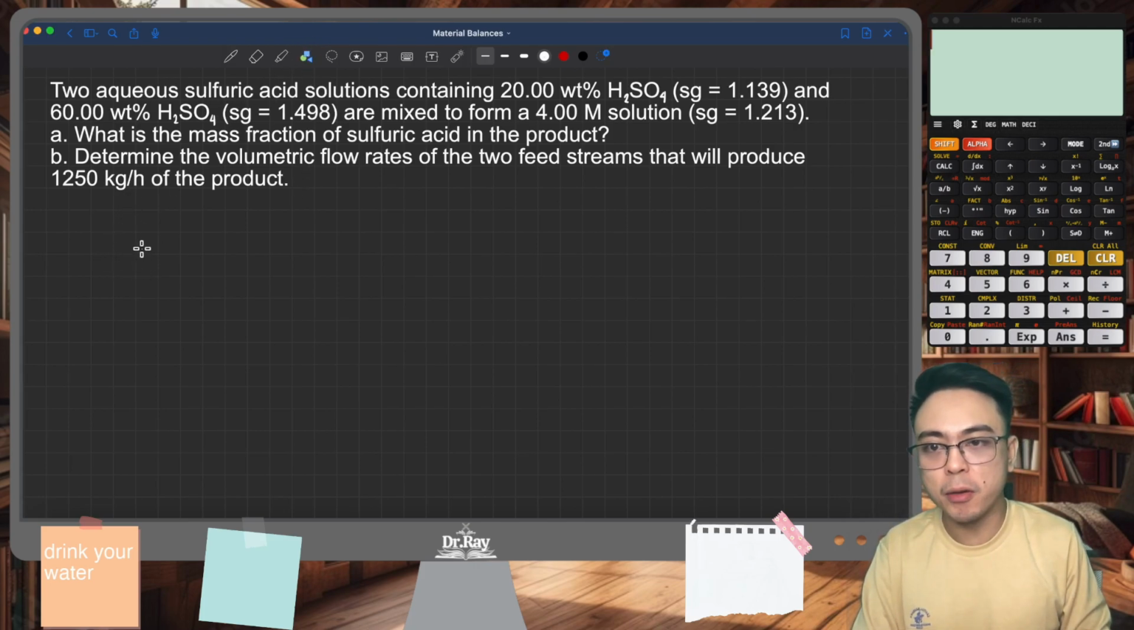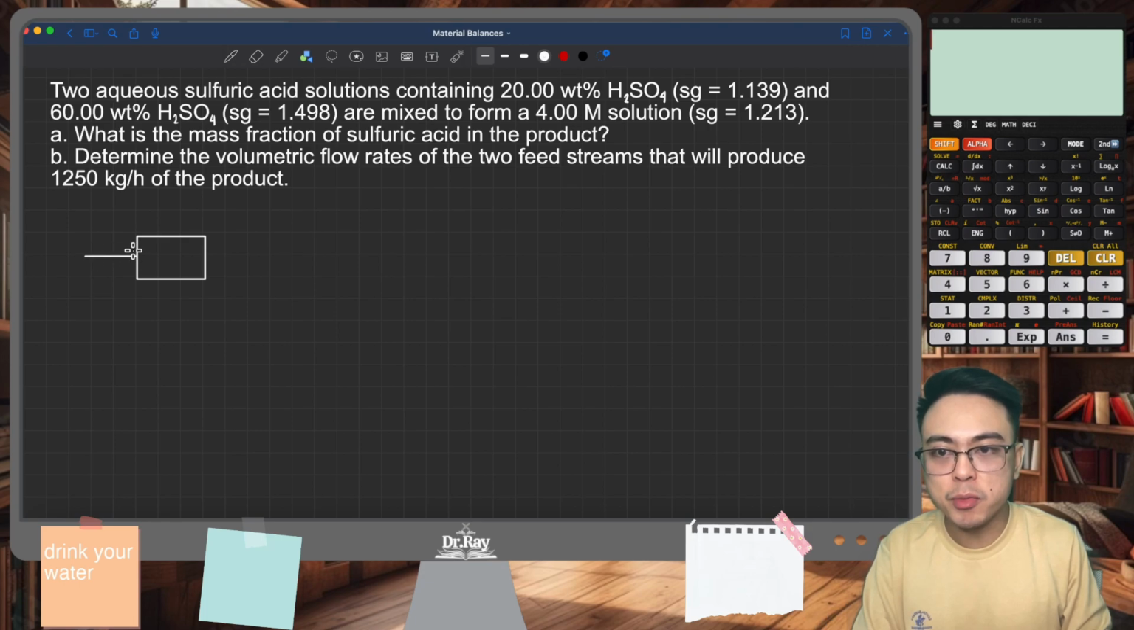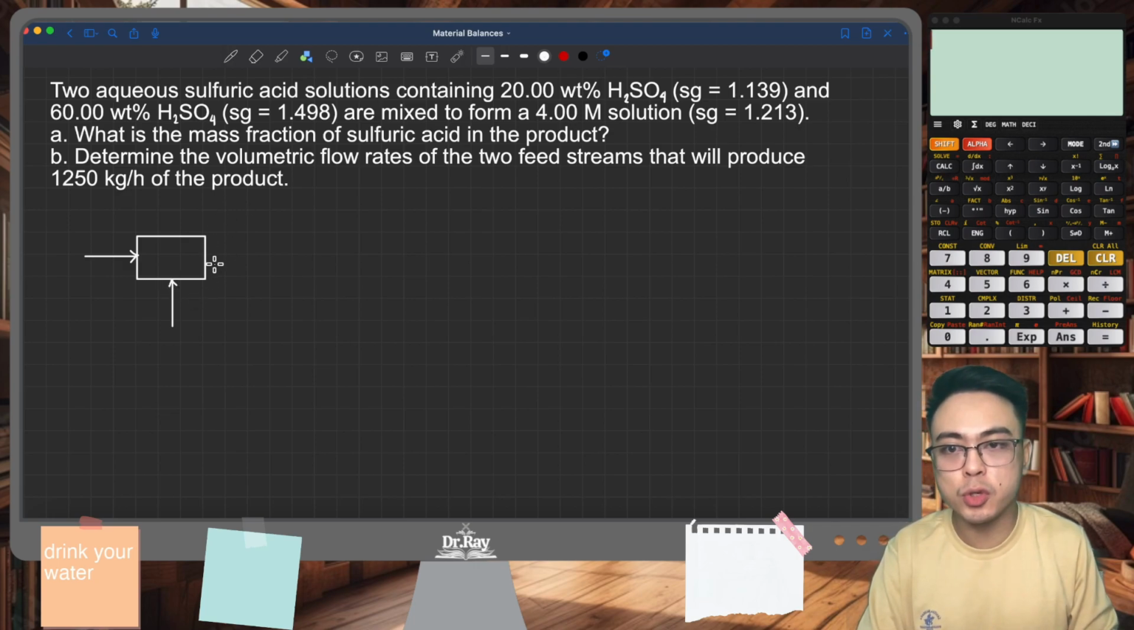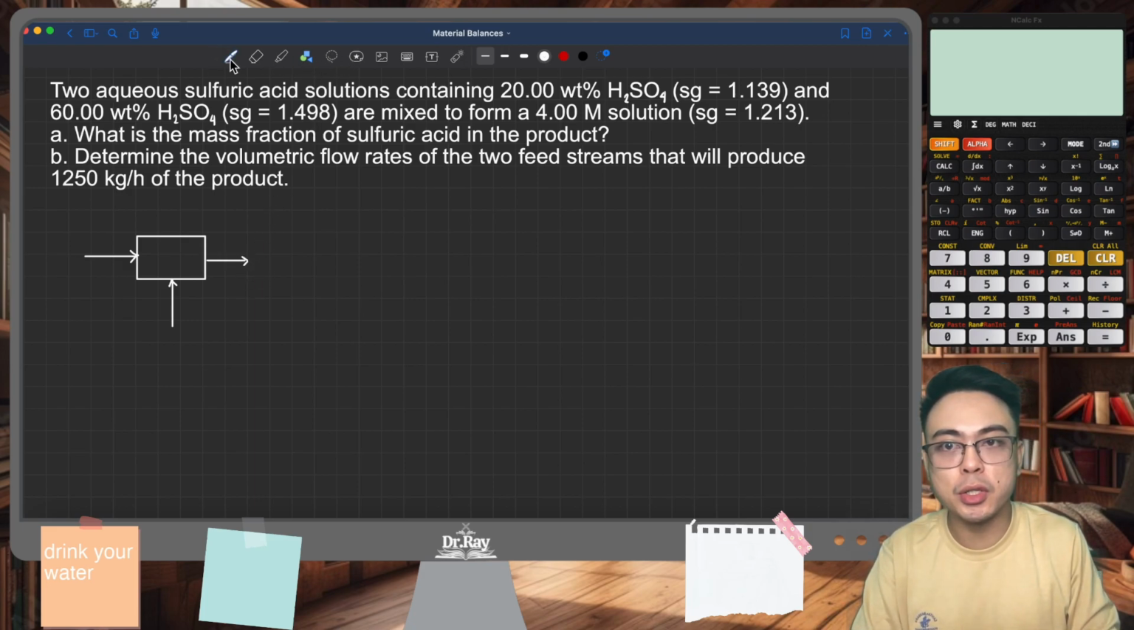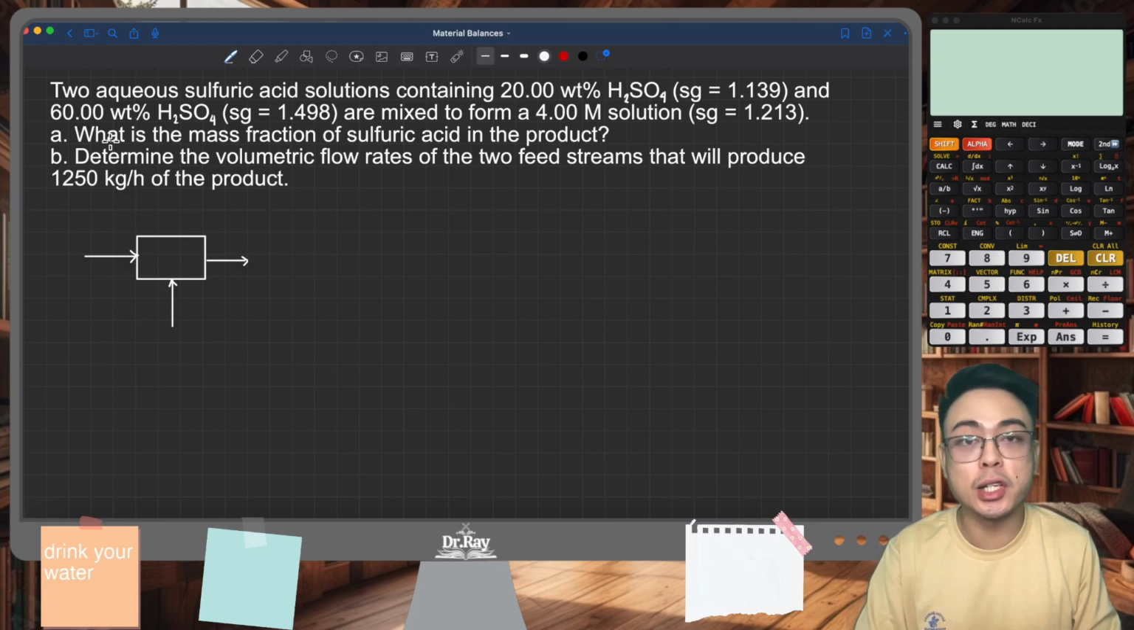Let's draw our diagram. I'm going to draw a simple block flow diagram for a mixer. And we have two feed streams coming in, right? This is your 20% and your 60% strength of the solution. And then, of course, after mixing those, you would end up with a product that has a concentration in between the 20% and the 60% solution.